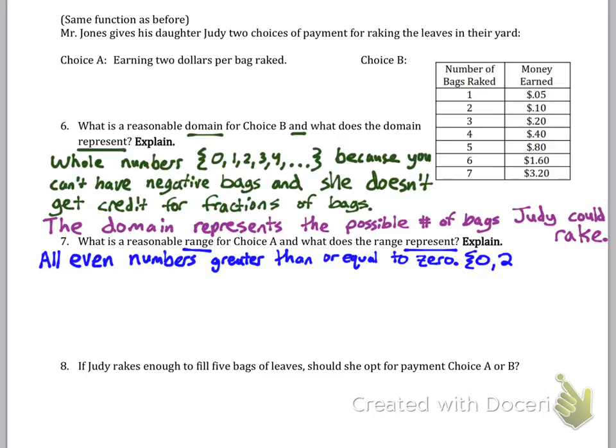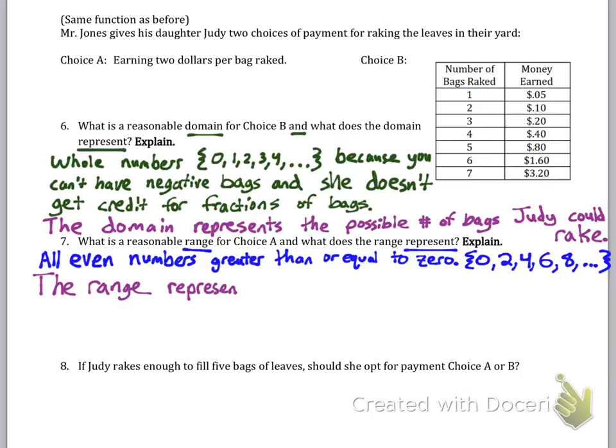If she raked 1 bag, she'd make $2 with choice A. 2 bags, she'd make $4. 3 bags, she'd make $6, and so on and so forth. So all the even numbers starting at 0 and going up, so all of the positive ones and including 0, then that is the range.